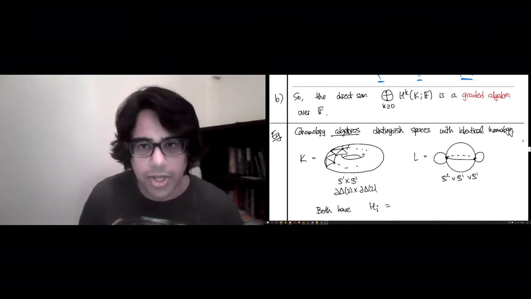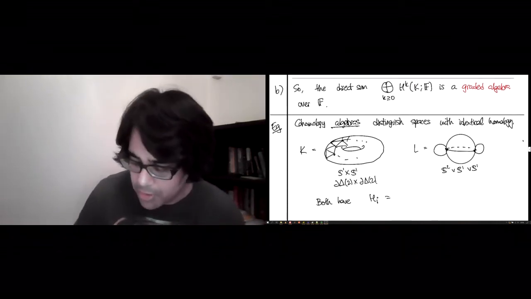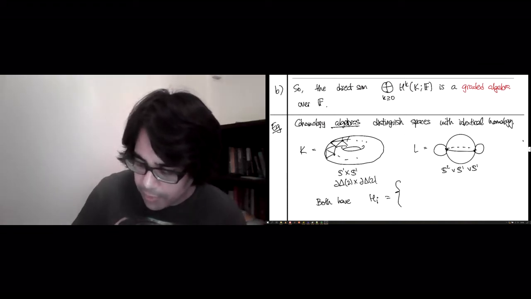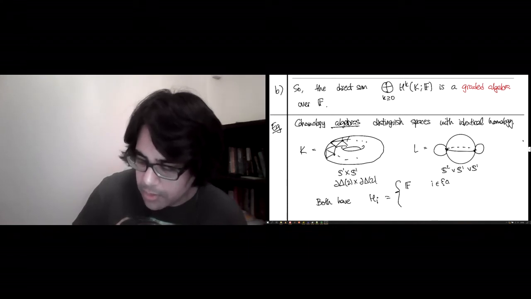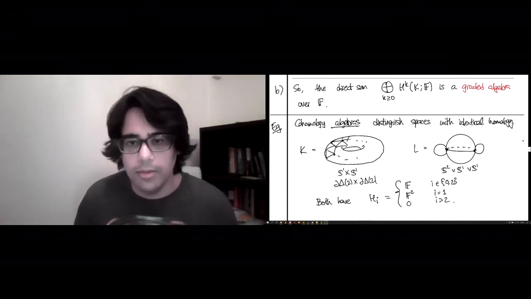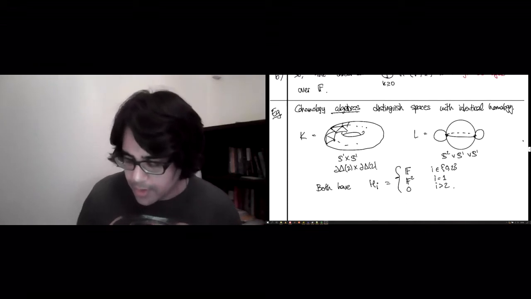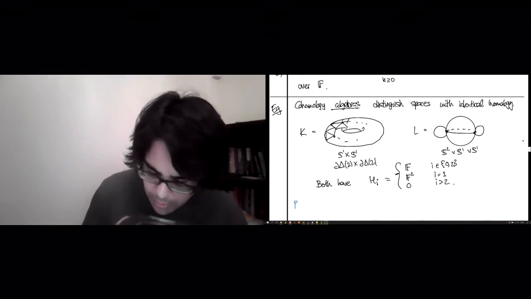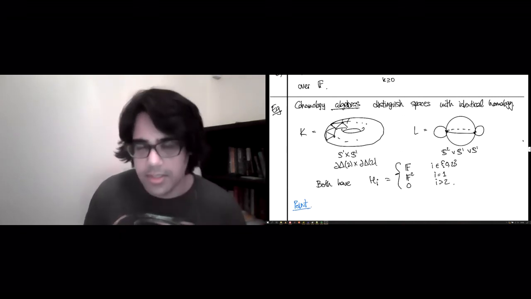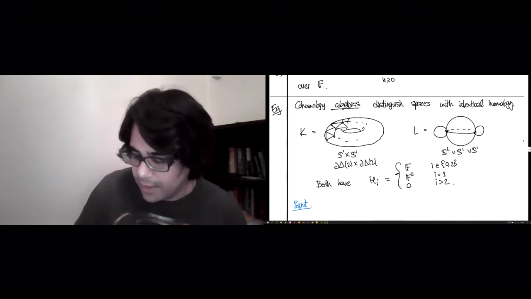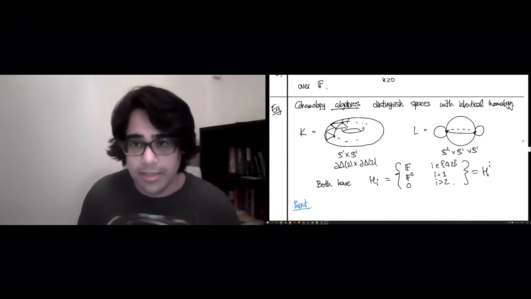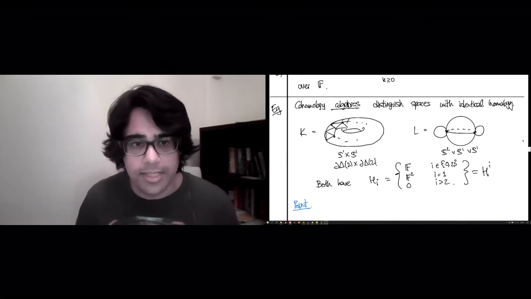and so I'm not writing H_i of K or L because it doesn't matter. They have the same homology groups. So over a field F, they're going to be one-dimensional for i in 0 or 2. They're going to be two-dimensional for 1 and then 0 otherwise. And the point is that as far as homology is concerned, and in fact, as far as cohomology is concerned, as vector spaces, these two, K and L, look exactly the same.